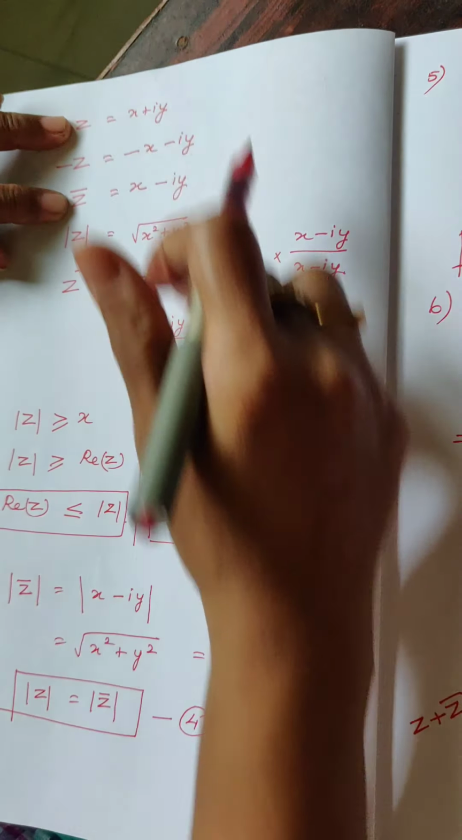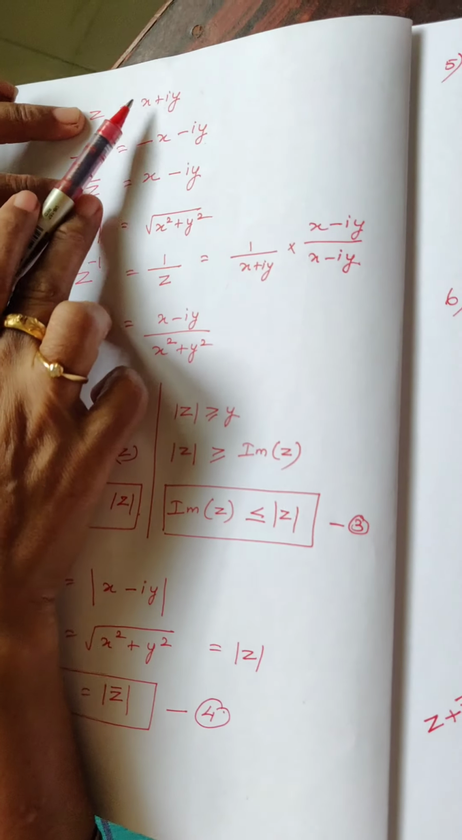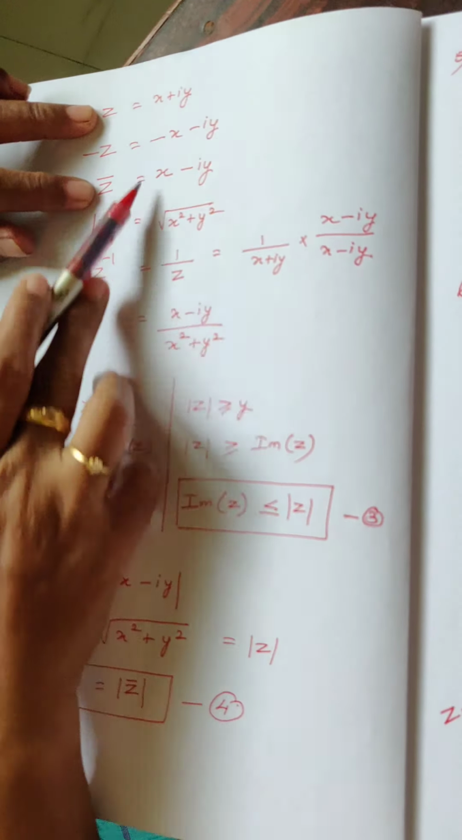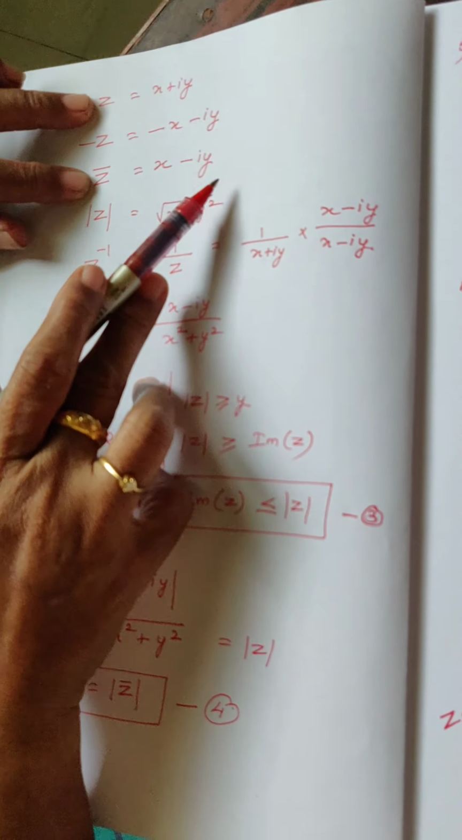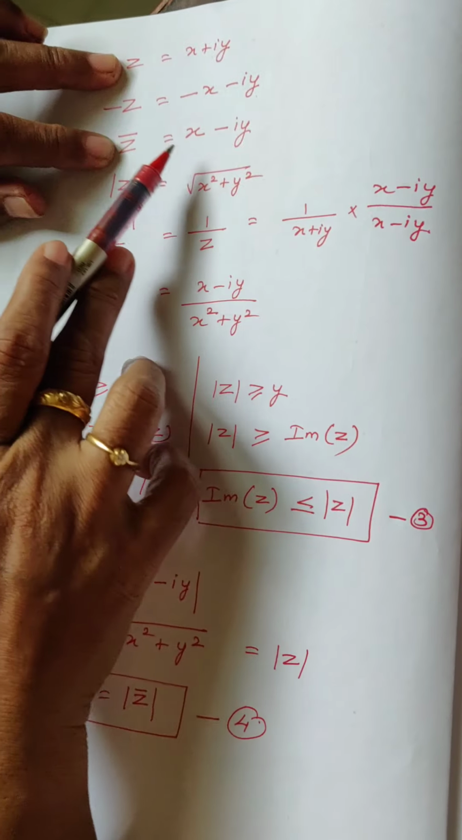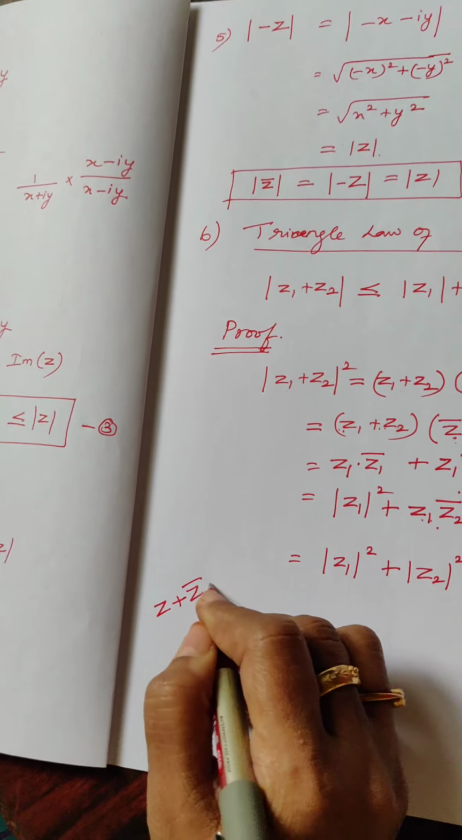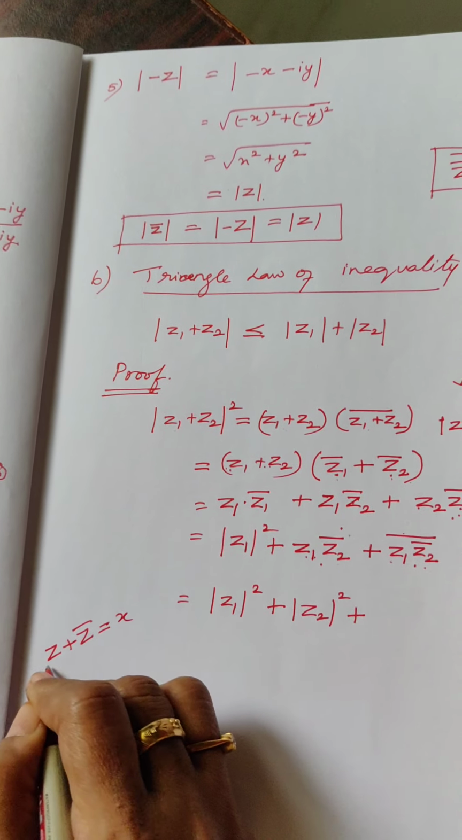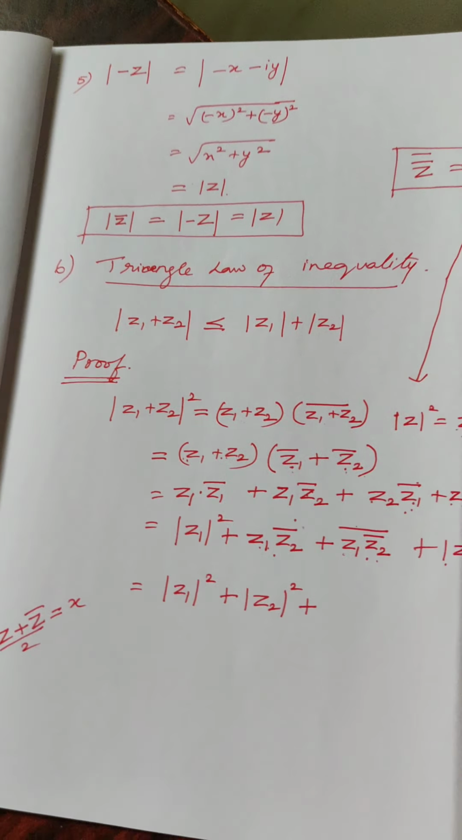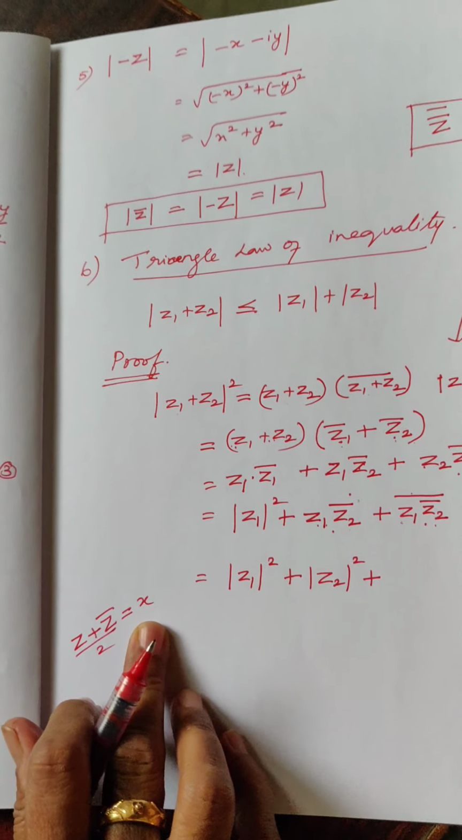I am already explaining these parts. x plus iy, x minus iy. While adding these two, iy gets cancelled. You are getting 2 times x, which means x is equal to that divided by 2. Is it clear? So x is nothing but the real part of z.